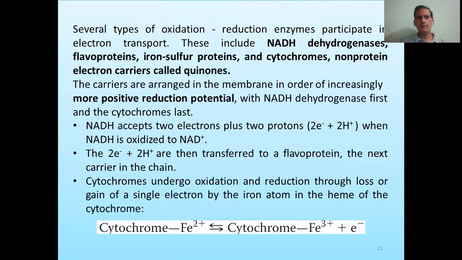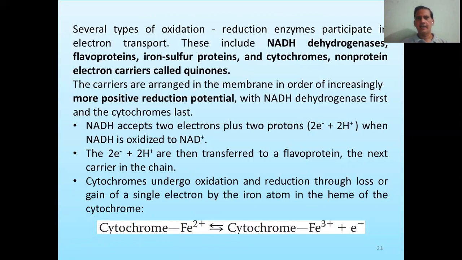Several types of oxidation reduction enzymes participate in the electron transfer. Some of these are NADH dehydrogenase, flavoproteins, iron sulfur proteins, cytochromes, and non-protein carriers such as quinones. All of these, NADH, iron sulfur, and cytochrome, are protein based, and the quinones are the non-protein based carriers. These carriers are arranged in the microbial membrane in an increasing order. The first one is the NADH, which is followed by another one, and the last one is the cytochromes.